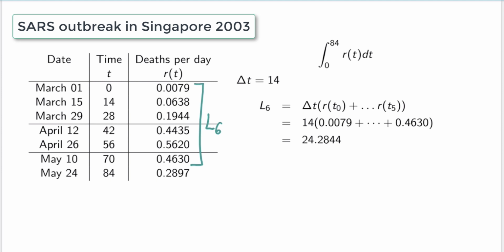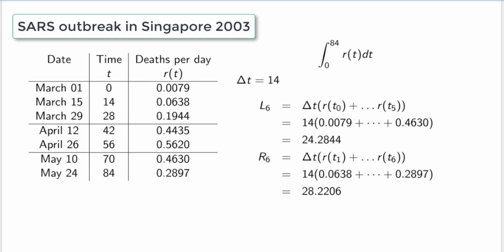Okay, how about the right point rule? If we do the right point rule, we are forgetting the first entry. We start at R(t1) and we go all the way to R(t6). So this would be the right point rule from here to there. Plug in the numbers, you get 28.2206. And you see, these numbers don't match very well. So the result is not satisfying. We might need a better method. And guess what? The next method I introduce in the next video, the trapezoidal rule, will do a much better job.